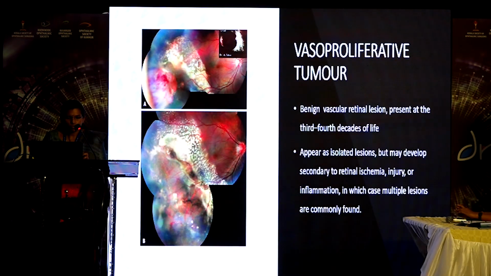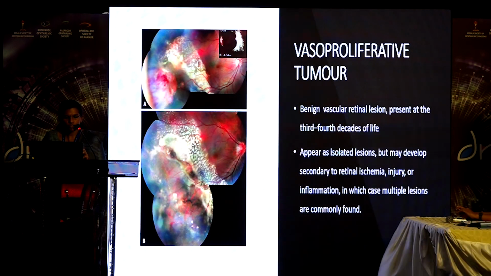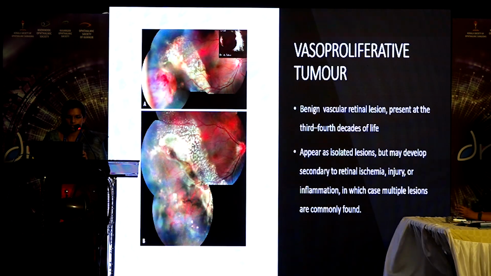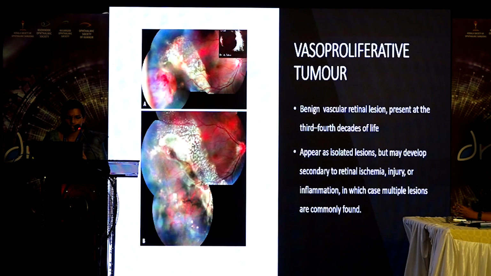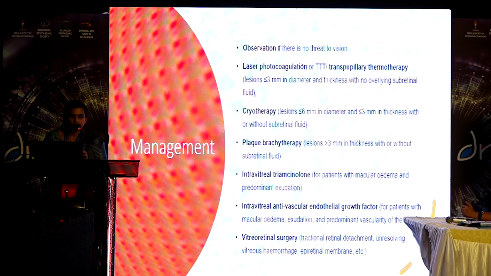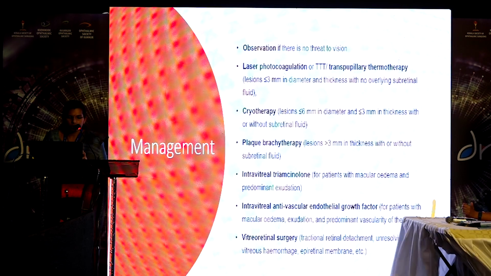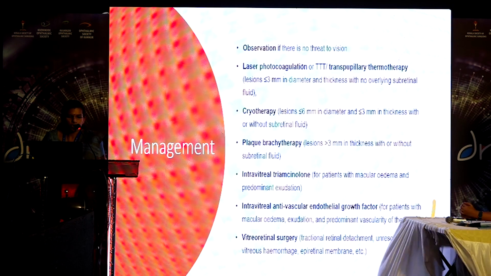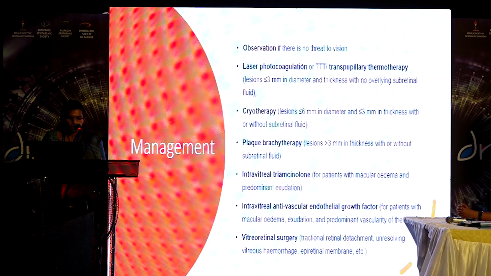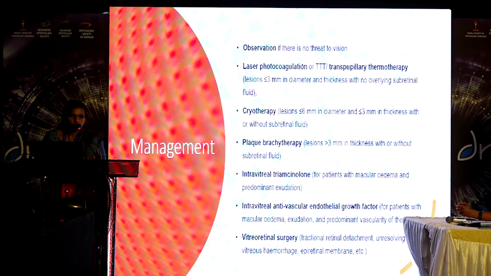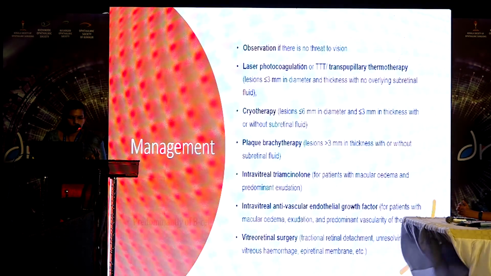Now coming to vasoproliferative tumors, these are also benign tumors, can be seen as an isolated lesion or secondary to retinal injury, ischemia or inflammation. Basically observation is the initial treatment, and if it's vision threatening then laser photocoagulation, cryotherapy, plaque brachytherapy, intravitreal triamcinolone injection or intravitreal anti-VEGF injection or vitreoretinal surgery depending on the location and size of the tumor.